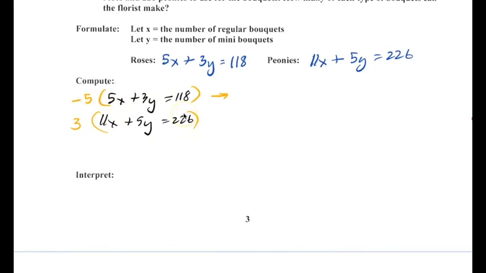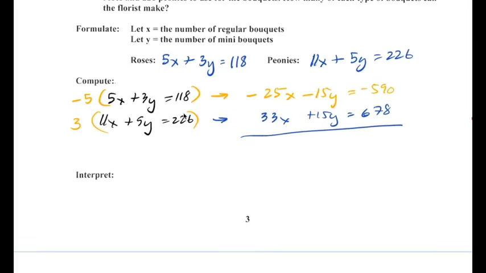The top here becomes negative 25x minus 15y equals negative 590. And the bottom here becomes 33x plus 15y equals 678. And now we can add them. The y's would cancel out. On this side, we get 88. Over here, we get 8x. 8x equals 88. Let's divide both sides by 8. And then we get x equals 11.